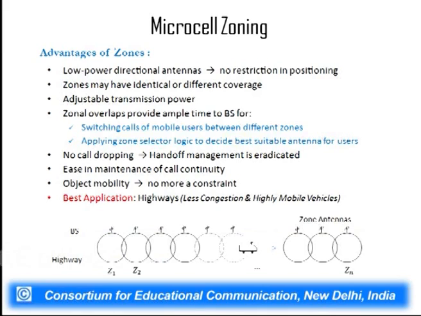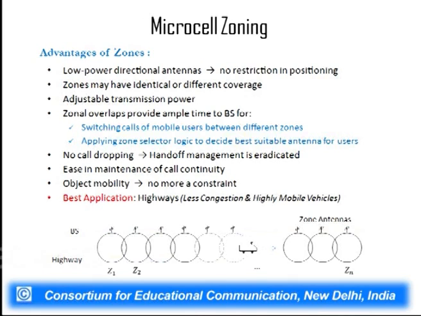The best application would be on roads or highways where the vehicle speed is high, and obviously the vehicle speed is high because the roads are less congested. Broad roads, or say the national highways connecting big cities: as you can see in the figure, the entire highway is divided into N zones, Z1 to Zn, and each zone has small zone antennas.